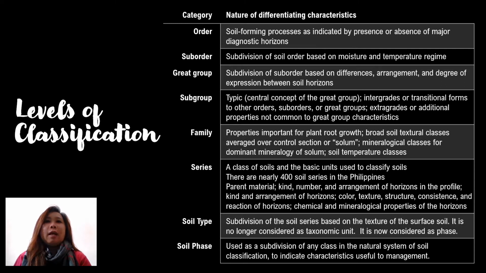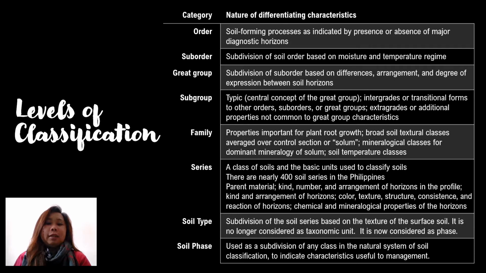Family. The nature of the differentiating characteristics of family is that the properties important for plant root growth, broad soil texture classes averaged over a control section or solum, mineralogical classes for the dominant mineralogy of the solum, and soil temperature classes are those factors that are being considered in differentiating the characteristics of family.